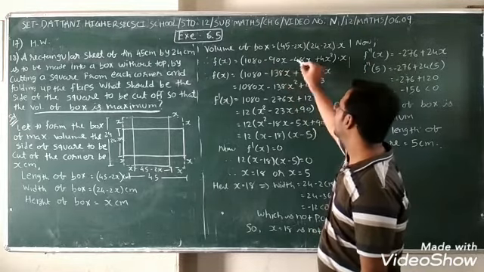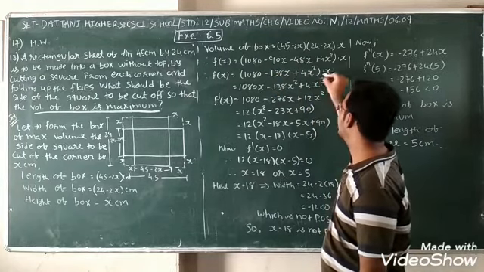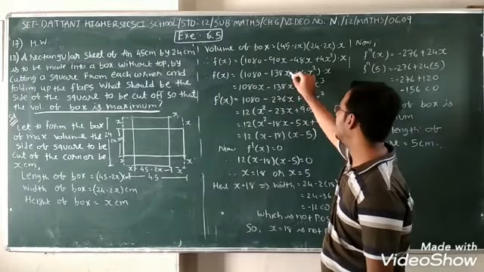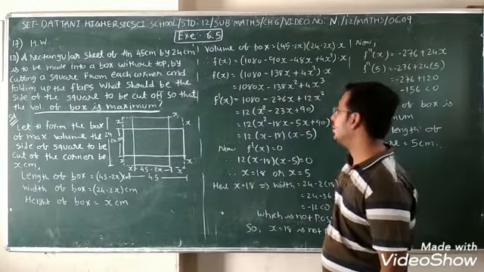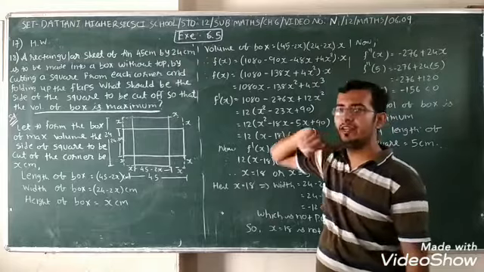Into x as it is. So we get 1080x minus 138x square plus 4x cube. Now taking the derivative, or if you don't want to go like this, you can directly take the derivative of the given term.